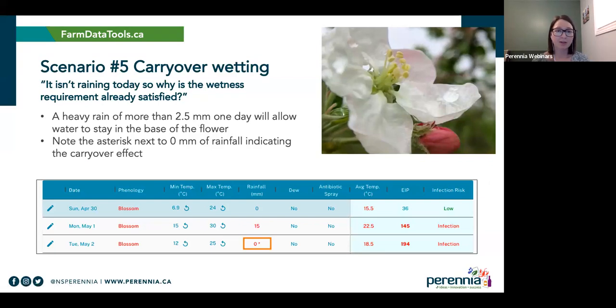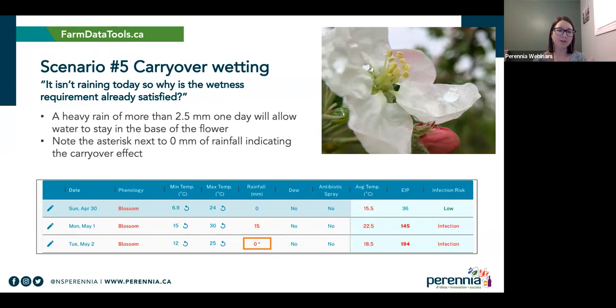So the next scenario that you might see in a modeling program is the carryover wetting. In this case, it isn't raining today, so why is the wetness requirement already satisfied? You can see in this picture of a flower that the flower can hold moisture for a long period of time. It can hold it in the petals, it can hold it in the groove coming down from the stigma.